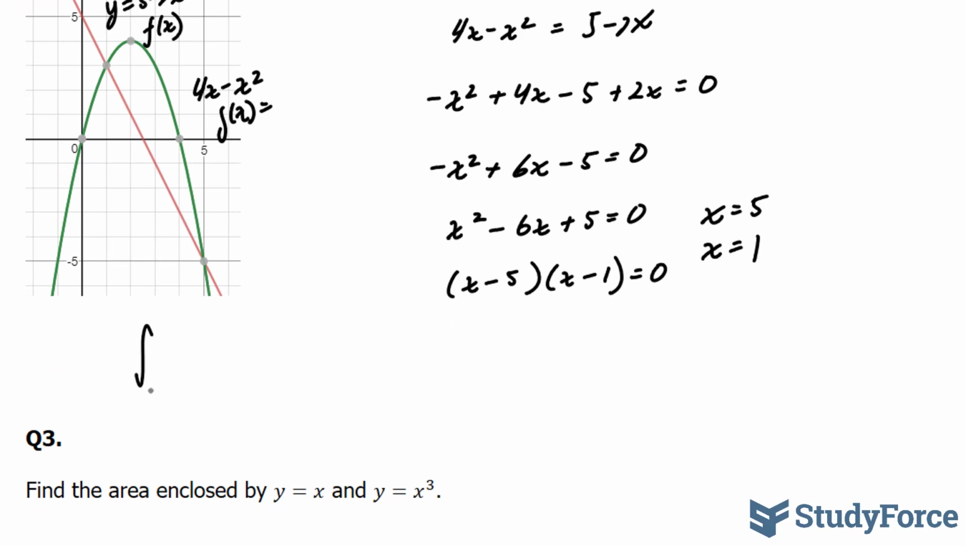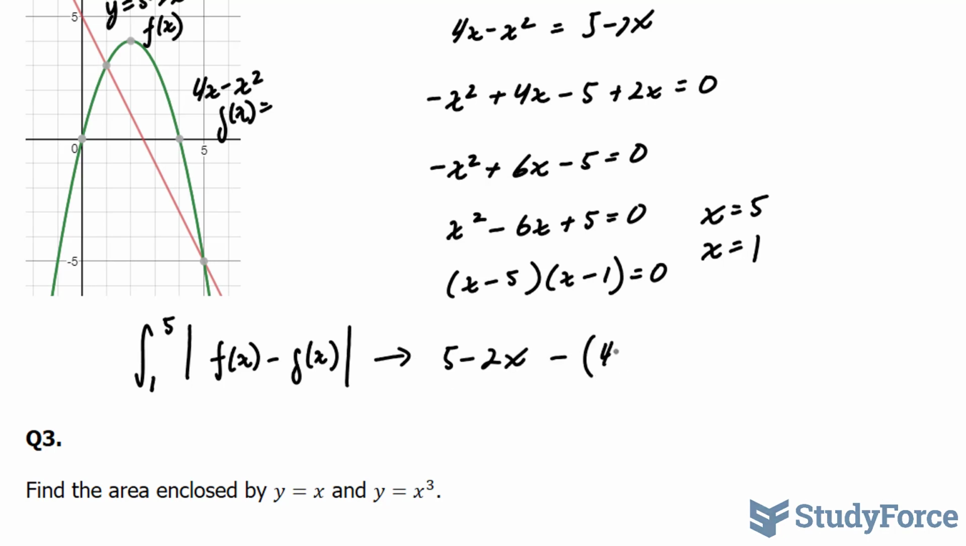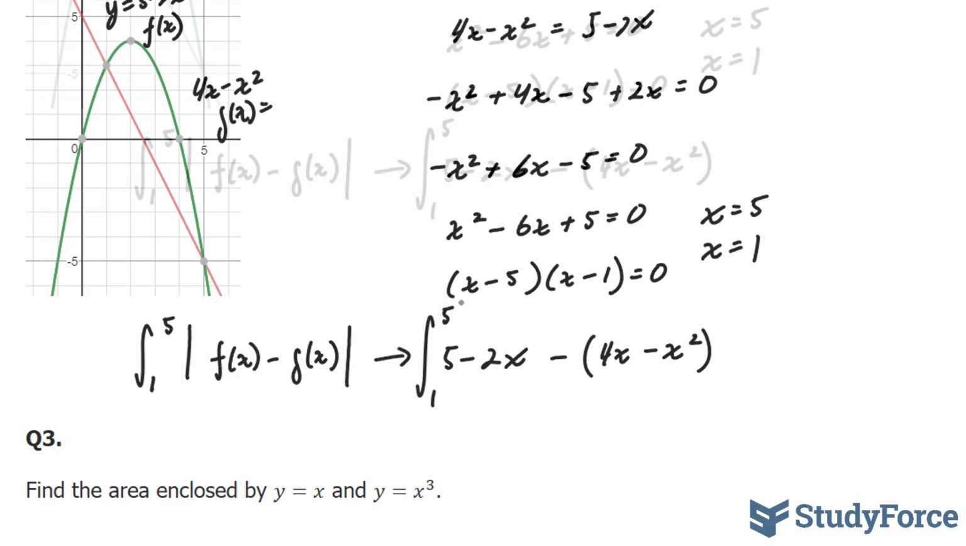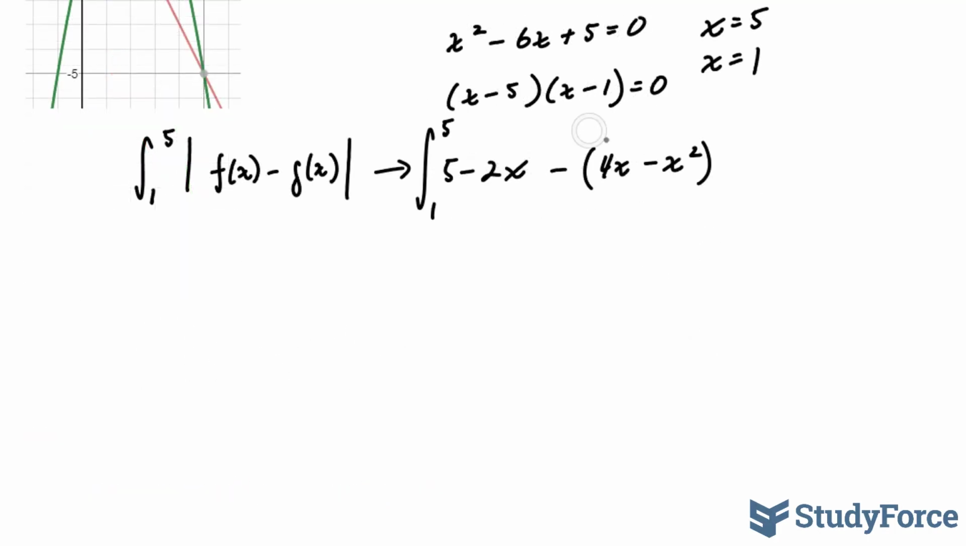We have the integral between 1 and 5, f at x minus g at x. And our function was, for f, 5 minus 2x, minus our function 4x minus x squared. And don't forget, we're integrating this, so use this symbol. The next step will be to multiply this out. We want to expand.